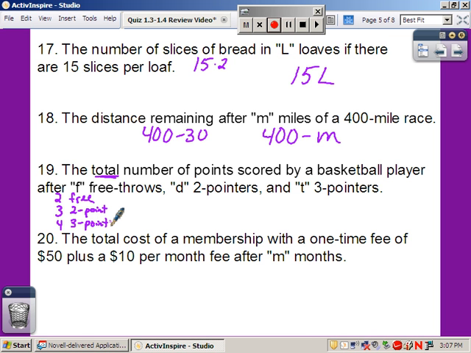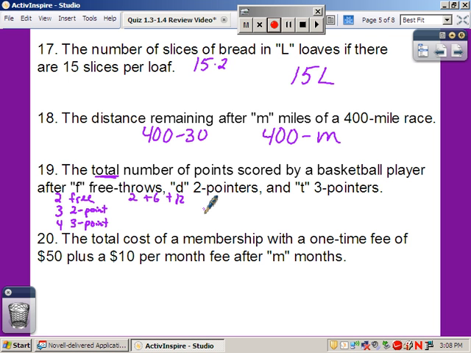I would look at that and say, okay, I know free throws are worth 1 point, so I got 2 points from that. I got 3 two-point baskets, so that's 6. And I got 4 three-point baskets, which is 12. And that's how I would get my total out of that. But the problem with that is that it doesn't really show you exactly what you did.